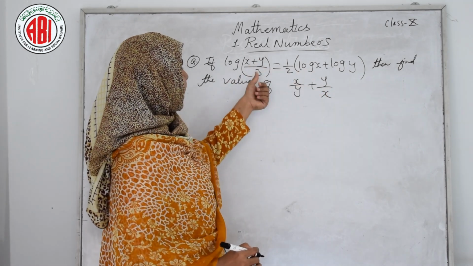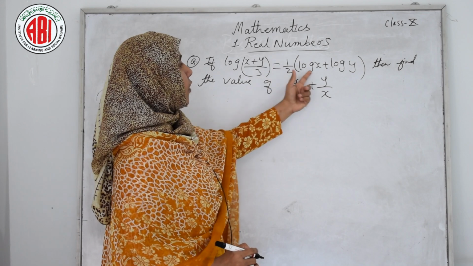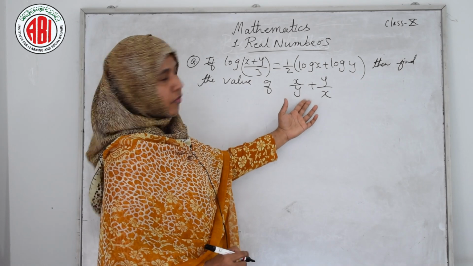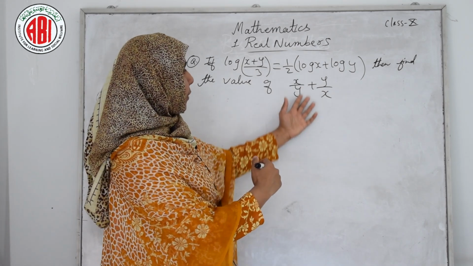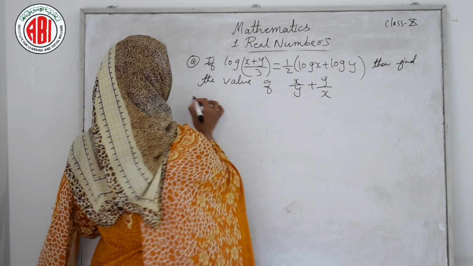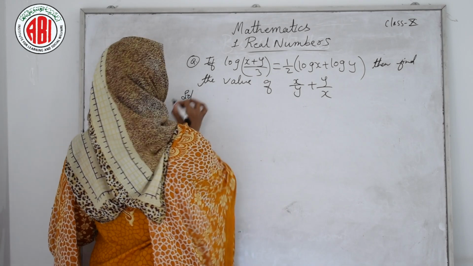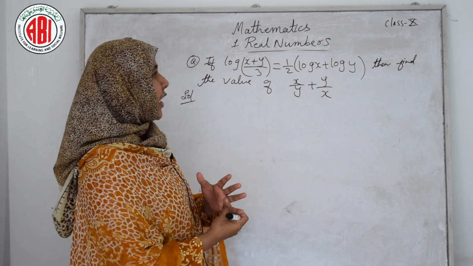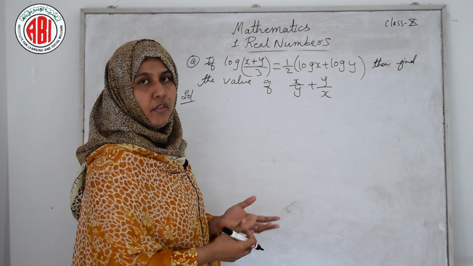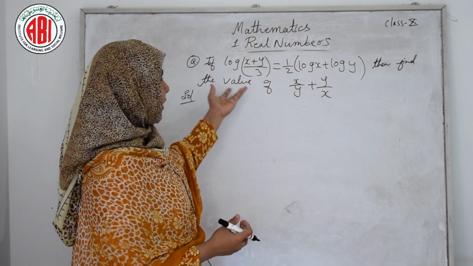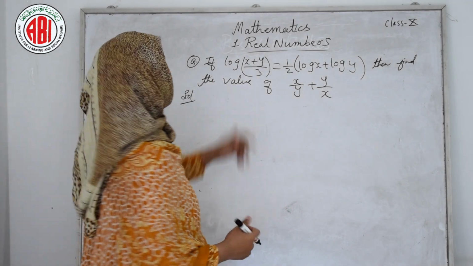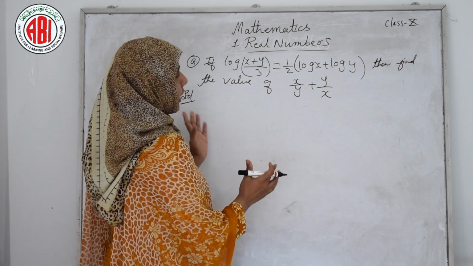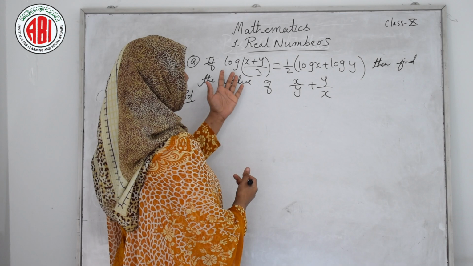If log of (x plus y) divided by 3 equals half (log x plus log y) is given, using this you have to find this value, x by y plus y by x. How to do this? In the previous question we used the identity x plus y whole square equals x square plus y square plus 2xy. But here, are we going to use the same thing? Let us see. No, I think we are not supposed to use any identity over here.